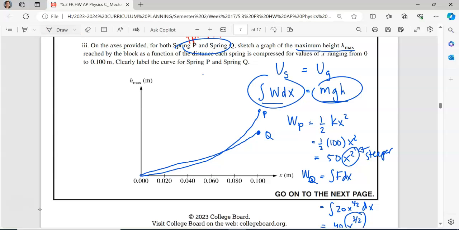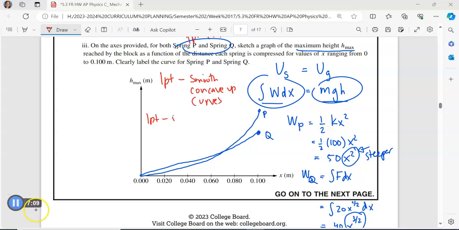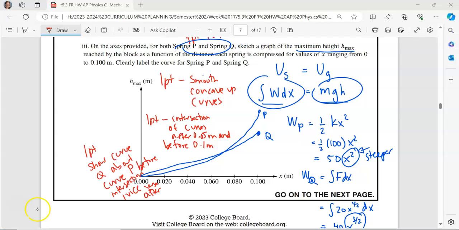So for the scoring for this one, you get 1 point for drawing a smooth concave up curve for both of them. My Q is a little sloppy on the computer; you can do better than that. You get 1 point for showing that the curves intersect sometime after 0.05 meters and before 0.1 meter. And the last point is to show that Q is above P before the intersection, and then vice versa after the intersection. So total for this one is going to be 3 points.